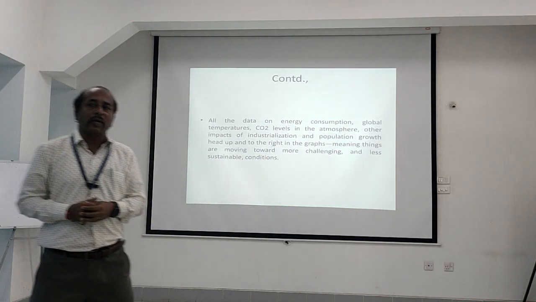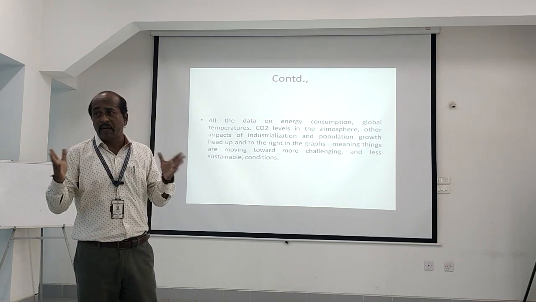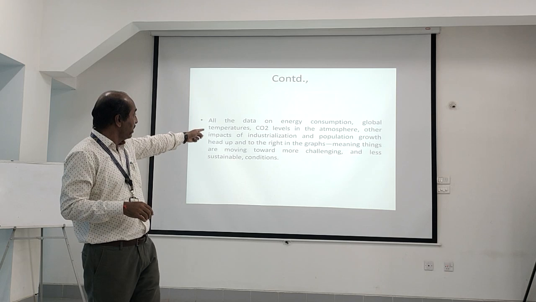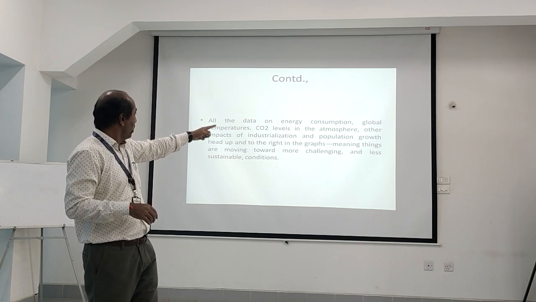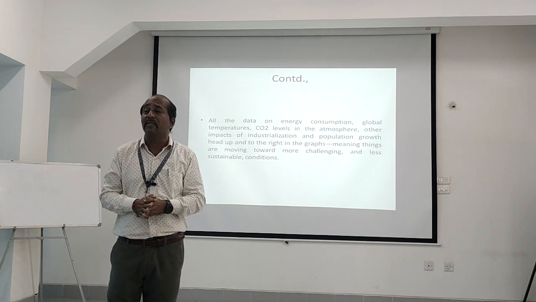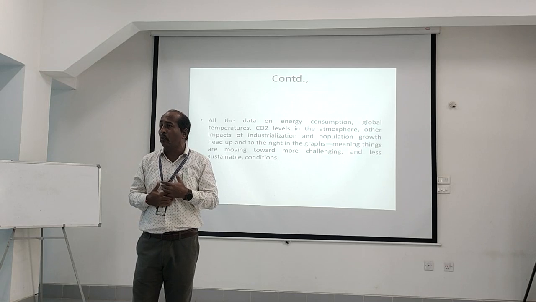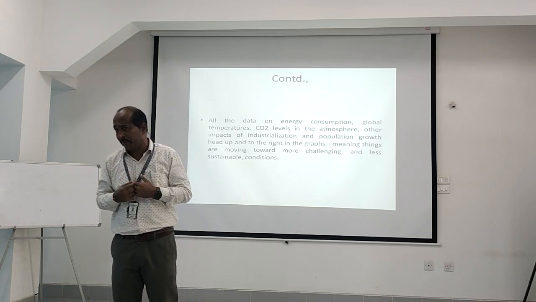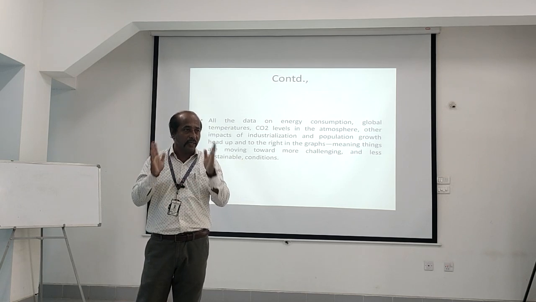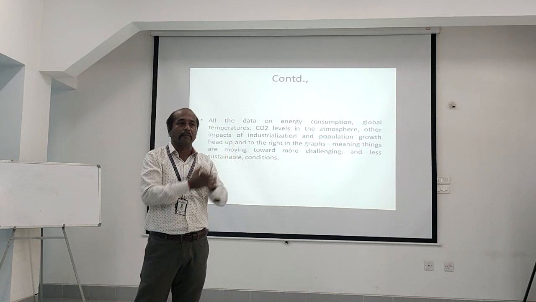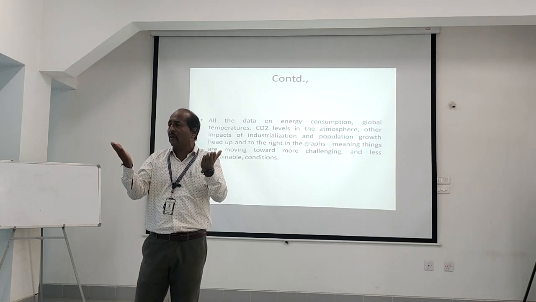See, I was rightly pointing out. What are the implications of not going for green manufacturing? See, CO2 levels are increasing in the atmosphere. The other impacts of industrialization and population growth are heading up on the right side in the graph. It means that things are becoming more challenging. CO2, you know that it is a greenhouse gas. It results in the greenhouse effect. Industrialization results in water pollution. So these are creating more challenges day by day.